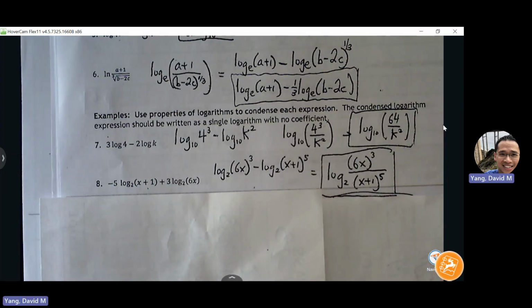Number 8, it just feels a little bit out of order. I rearranged it. I put the log base 2, 6x cubed first, then the minus log base 2, x plus 1 to the 5th. Then it makes it easier for me to see, okay, 6x cubed is above, x plus 1 to the 5th is below.